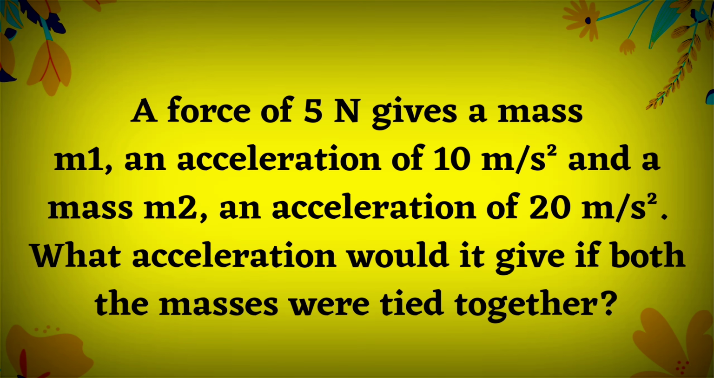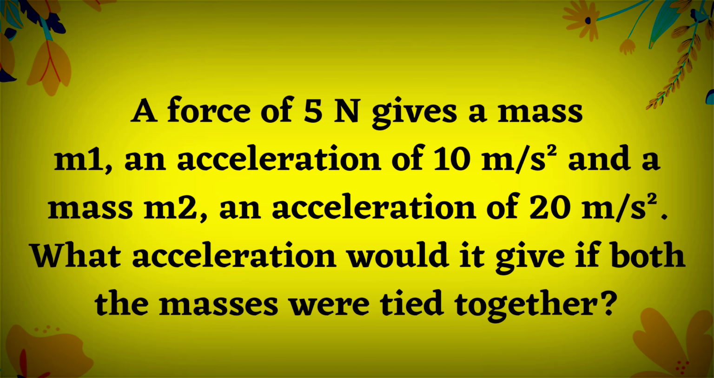A force of 5 Newton gives a mass m1 an acceleration of 10 meter per second square and the mass m2 an acceleration of 20 meter per second square. What acceleration would it give if both the masses were tied together? Here it is very important to understand this question properly. If you have understood, you can solve your problem very easily.